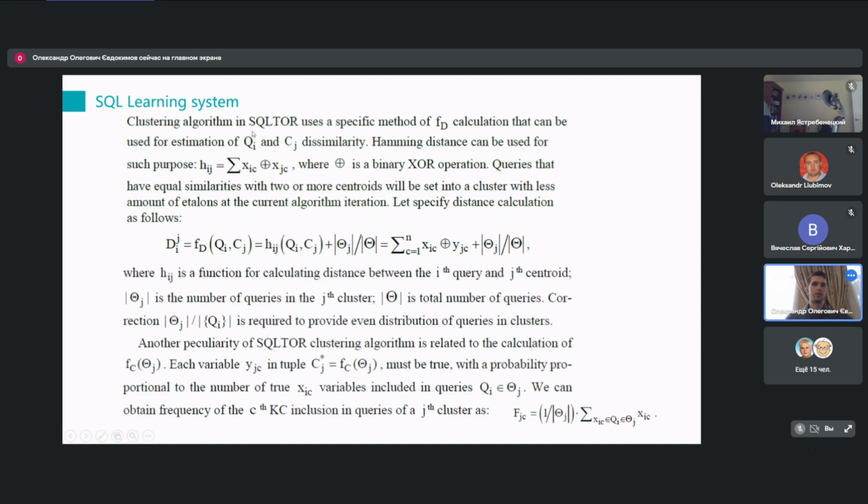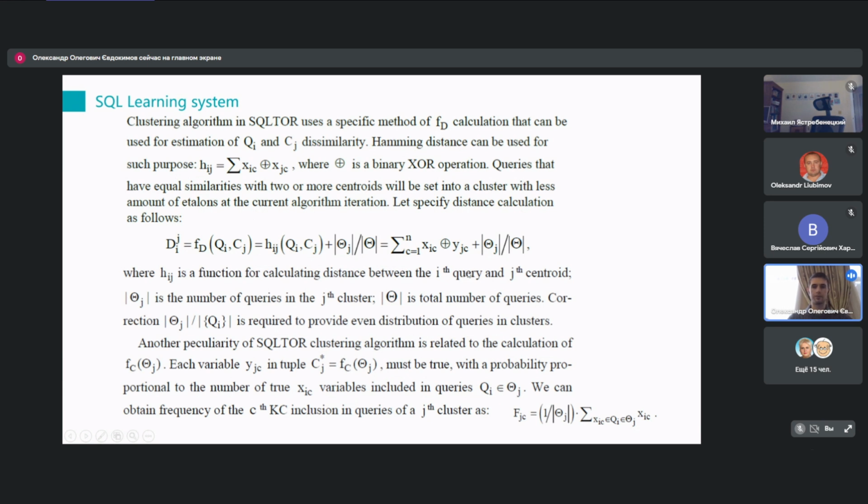We used a clustering algorithm that uses a specific method that calculates the estimation of dissimilarity. We used Hamming distance for such a purpose. It is calculated by this formula, where the plus in a circle is a binary XOR operation. Queries that have equal similarities with two or more centroids will be sent into the cluster with less amount of data length at the current algorithm iteration.